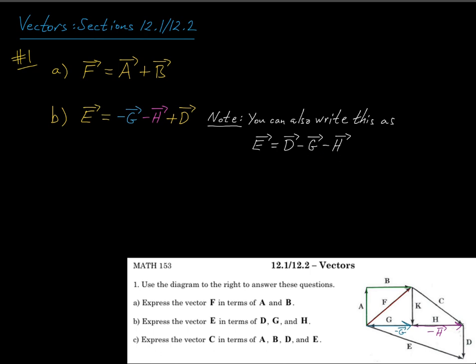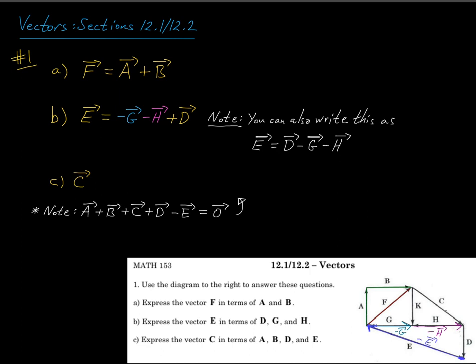Cool, and then moving on to part C, it says express the vector c in terms of a, b, d, and e. Okay, so here's our vector c, and then a, and then b, and then d's down here, and here's e. So one way to do this is to follow a, then b, then c, then d, and then negative e, which points in the direction opposite e. And that's going to land me right where I started.